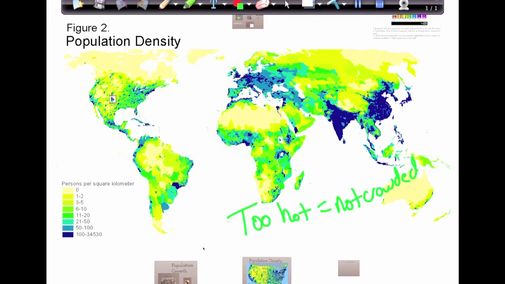Alright, let's color in some places that are too hot, and I'll color them in green. The Outback, Australia, too hot. The Sahara Desert, too hot. The Namib and the Kalahari Desert, too hot.